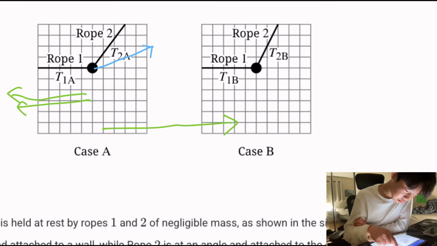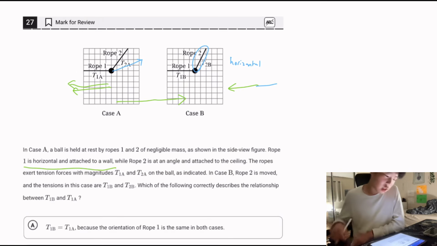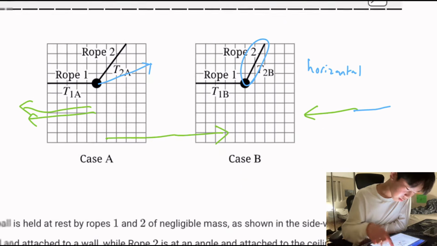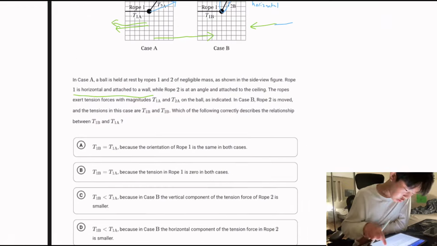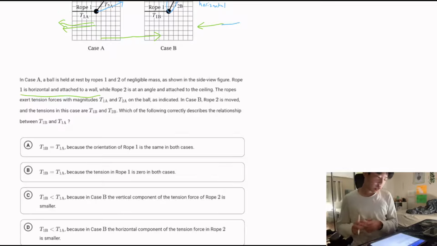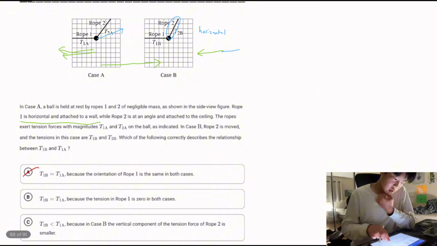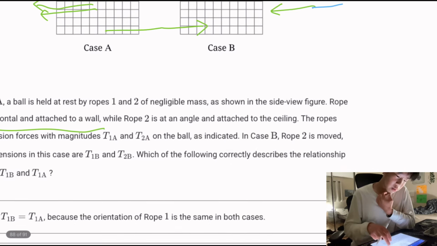So this one right here has a lot less horizontal force, which means the tension can relax a little bit more, right? It doesn't have to use as much force to try to balance out the forces. So which one of these answer choices is right? Is tension in both situations the same? No, it's not, because this one has a bigger horizontal component.